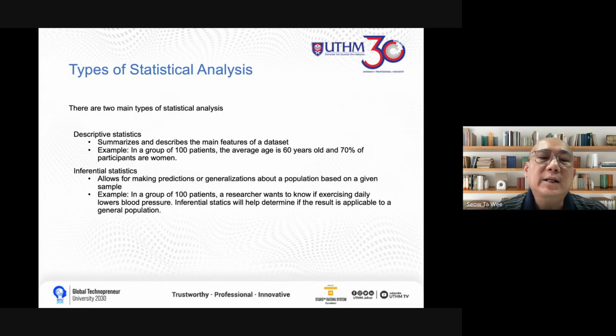Inferential statistics allow making predictions or generalizing about the population based on the given sample. Like in a group of 100 patients, a researcher wants to know if assessing daily lowers blood pressure, inferential statistics will help determine if the result is applicable to the general population. So we look into the relationship or differences among the respondents.